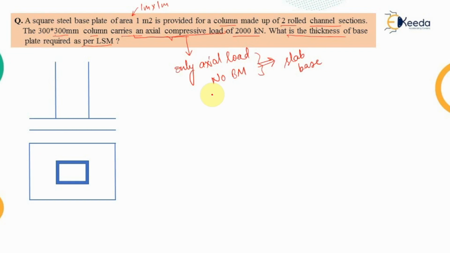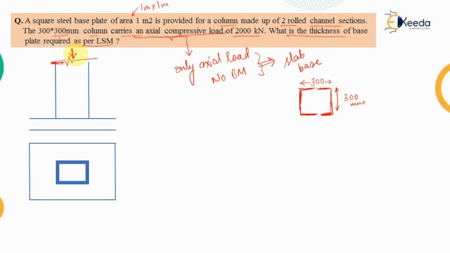Now the column is made up of two rolled channel sections. One channel section can be shown in the form of this C diagram, and similarly the other channel section is in this form. These are connected face to face and together they make a column. The size of the column is given as 300 mm by 300 mm. It is also a square column. In this diagram you can see this is the column, so we will show it with dotted lines.